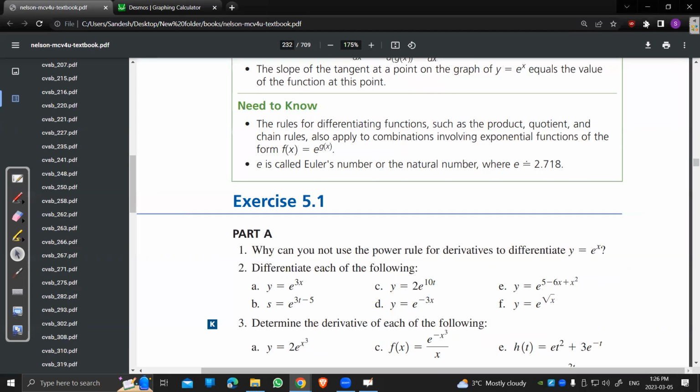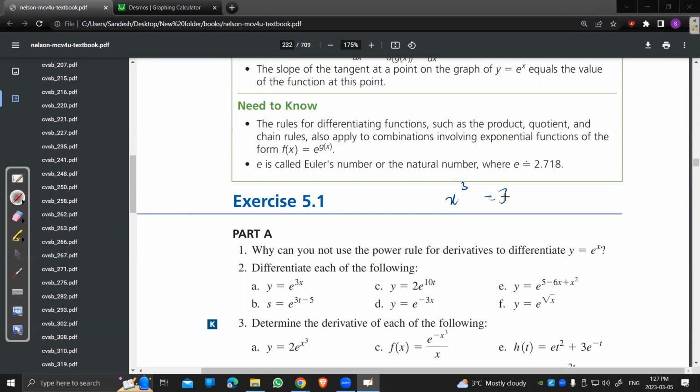Okay, here's a communication question. Why can you not use the power rule for derivatives to differentiate y equals e to the power of x? So like before, we could just bring this 3 down and take 1 away from it, right? This is called the power rule. This is y prime. The question's asking you, why can you not do it for this one? What do you think? What would you say?